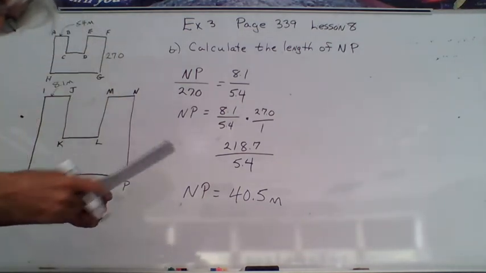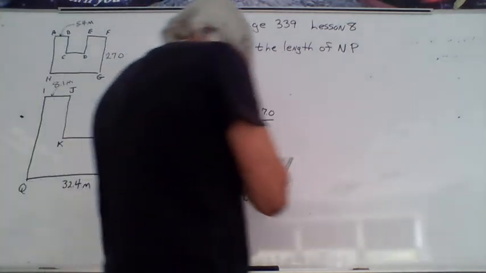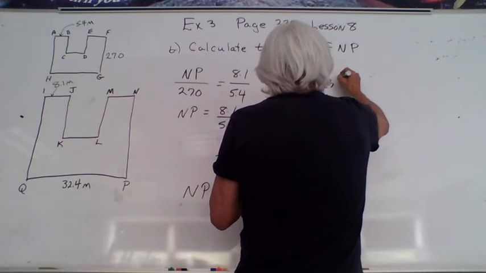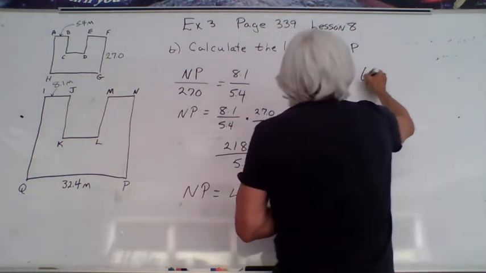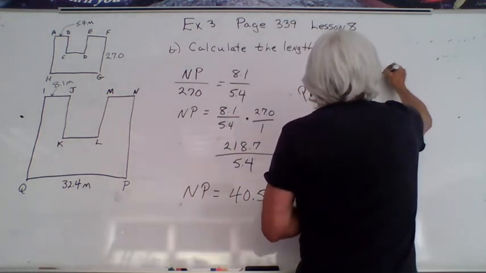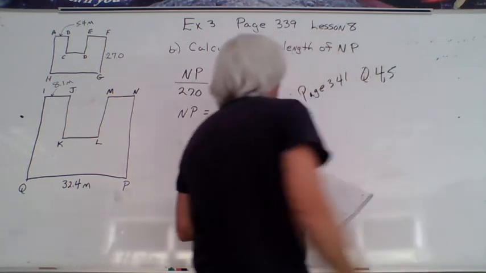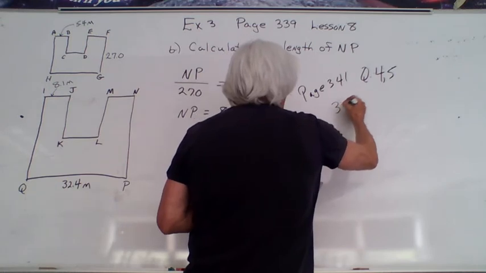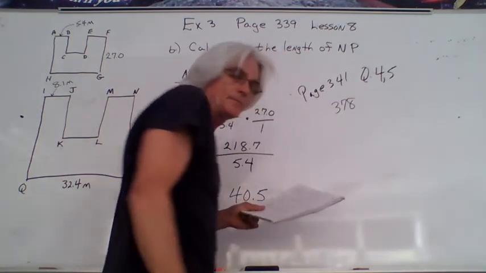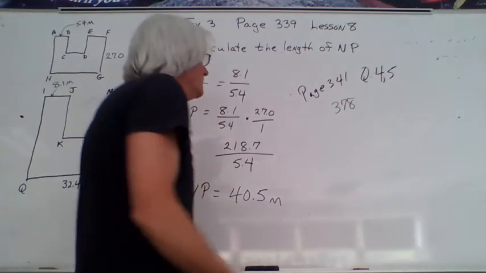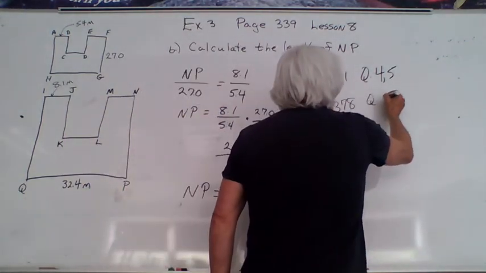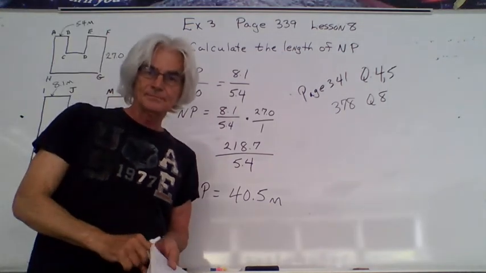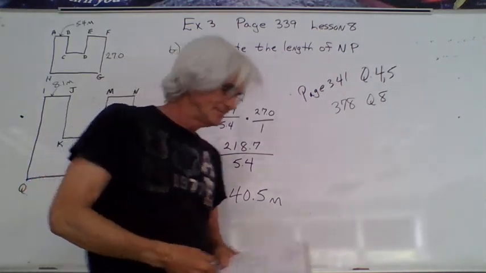So the questions I want you to do now: page 341, I want you to do questions 4 and 5. And page 378, from there just do question 8. That's it. We're done.